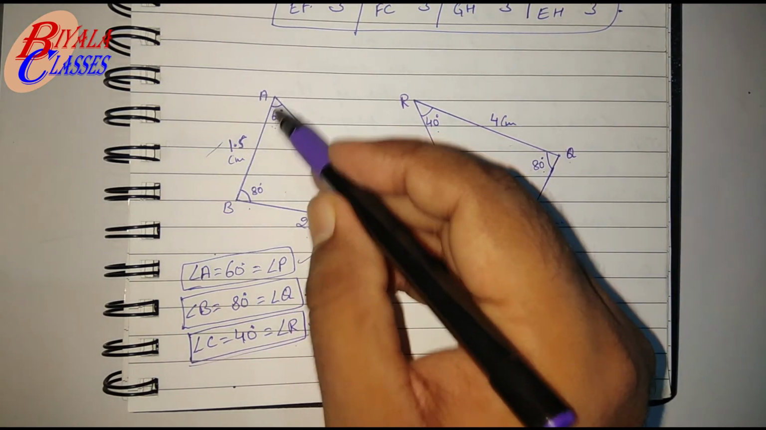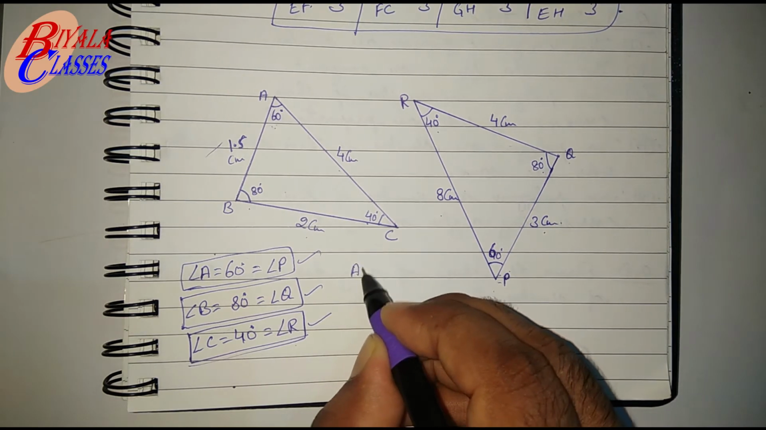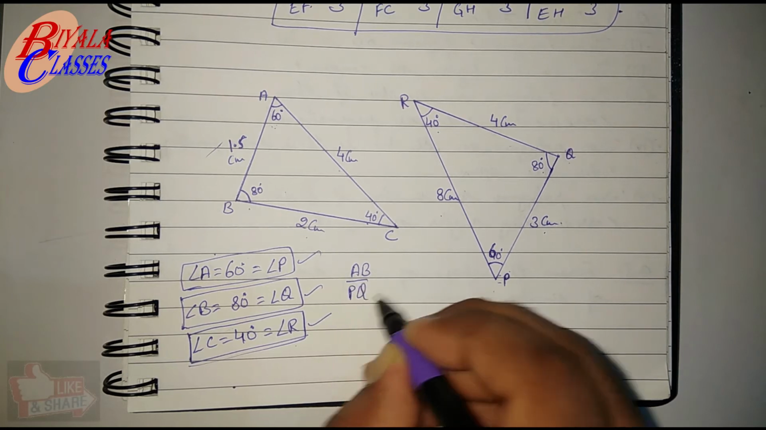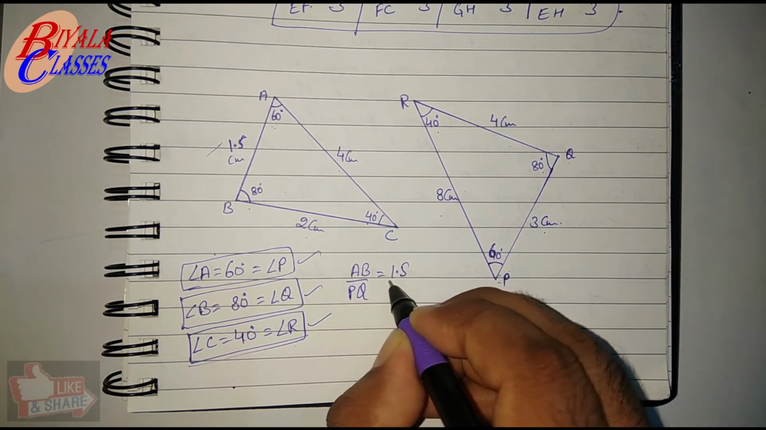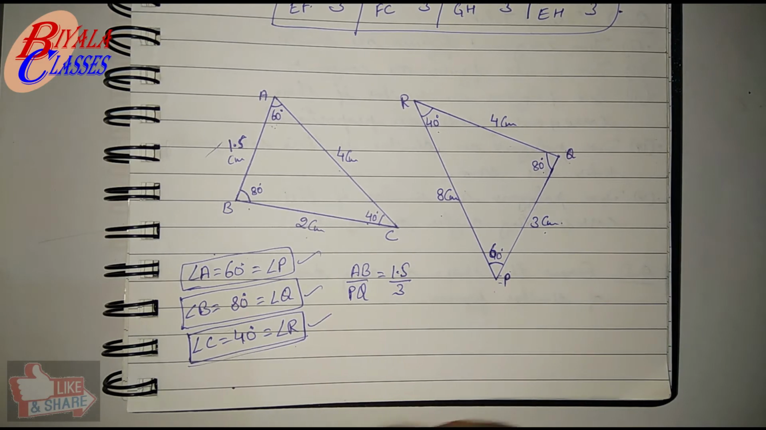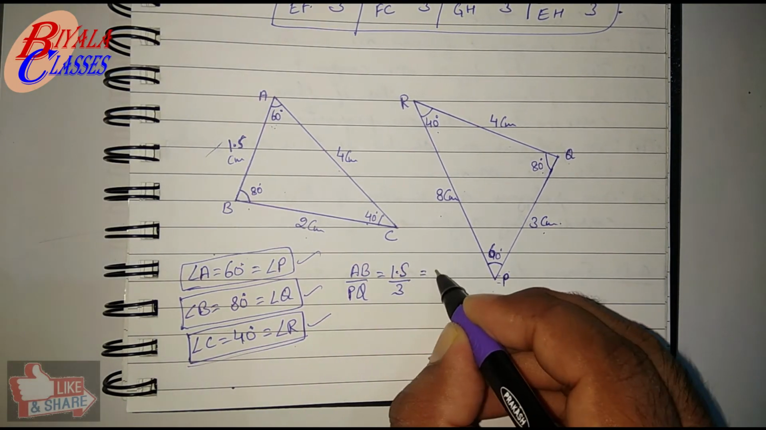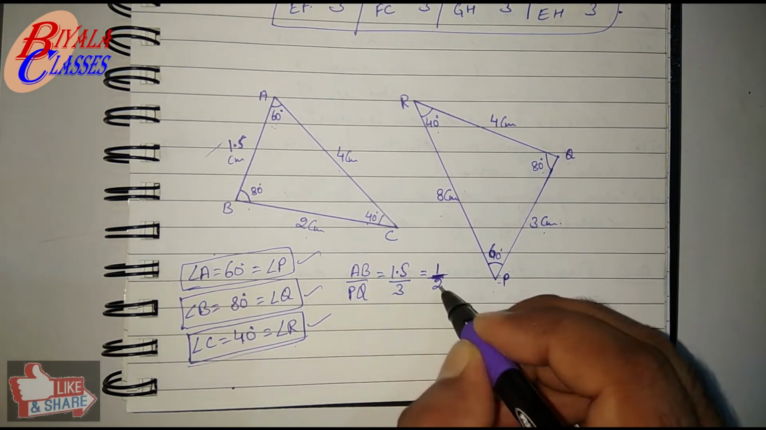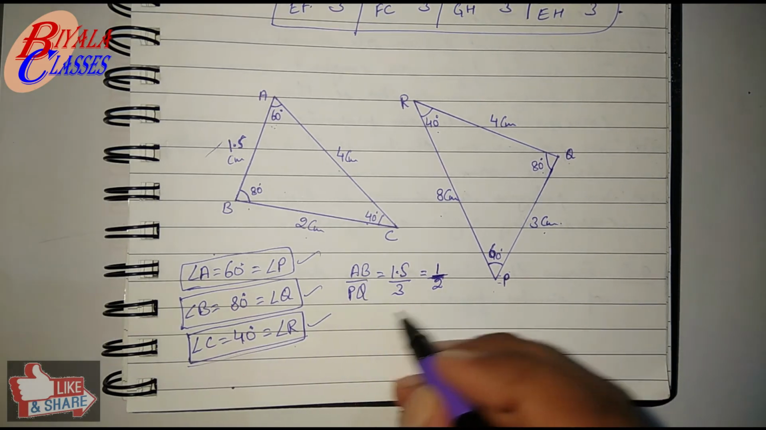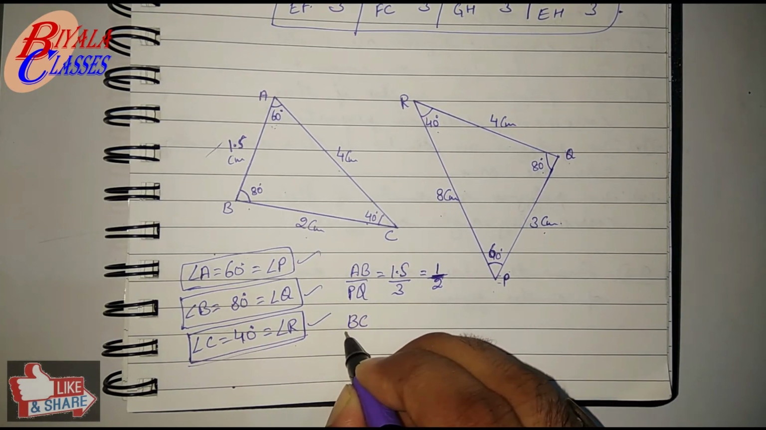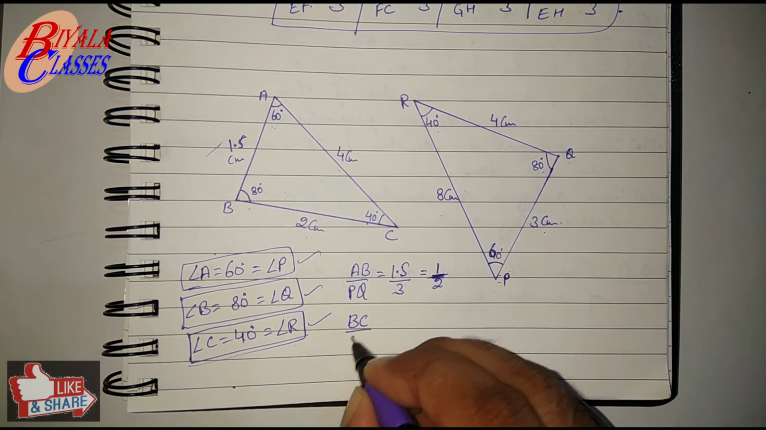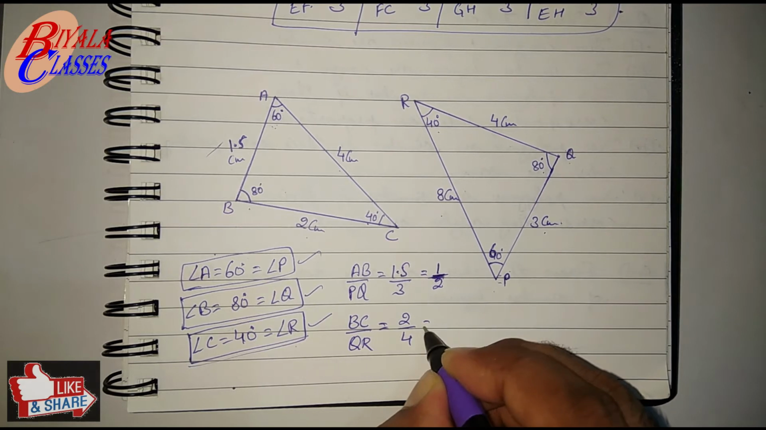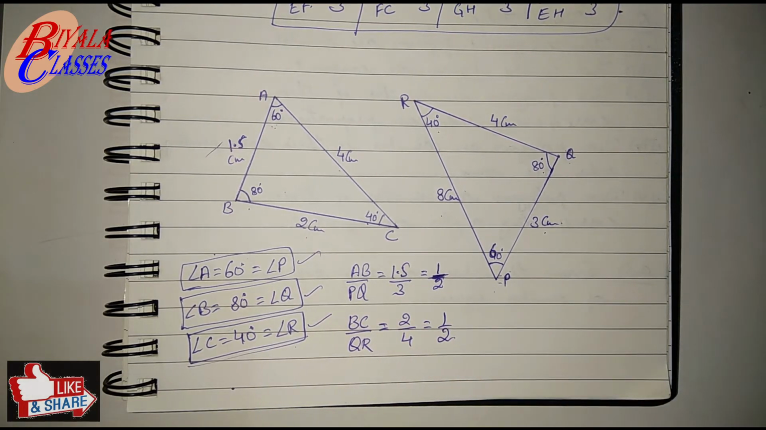For that, AB is 1.5 centimeters and let us take the ratio of this side with PQ. So it is 1.5 upon 3. And what is 1.5 upon 3? If you simplify it further, you get 1 upon 2. So the ratio of these two sides is 1 upon 2. Similarly, if you take BC and QR, the ratio becomes 2 upon 4, which is again 1 upon 2.